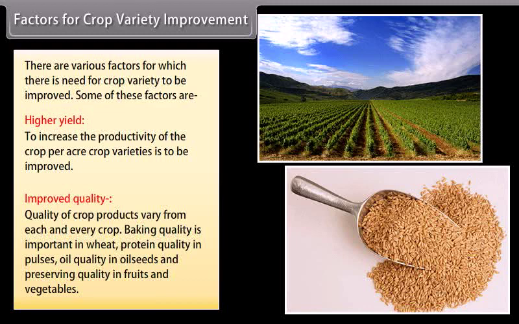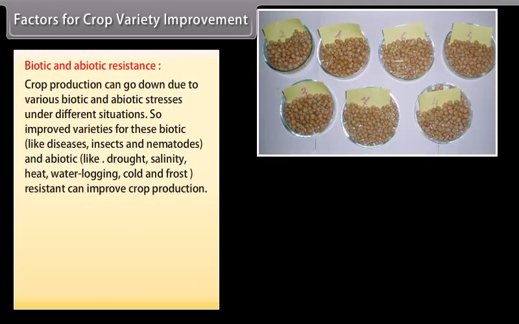Baking quality is important in wheat, protein quality in pulses, oil quality in oilseeds, and preserving quality in fruits and vegetables. Biotic and abiotic resistance. Crop production can go down due to various biotic and abiotic stresses under different situations. So, improved varieties resistant to biotic stresses, like diseases, insects, and nematodes, and abiotic stresses, like drought, salinity, heat, waterlogging, cold and frost, can improve crop production.